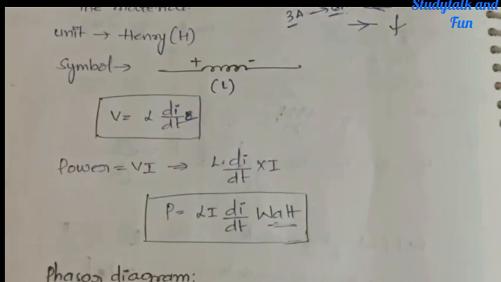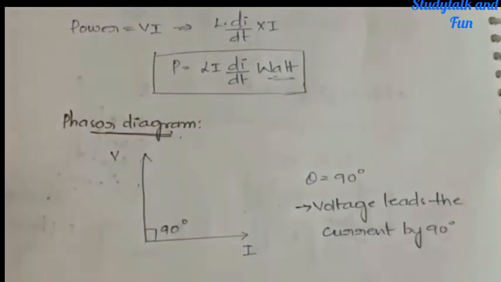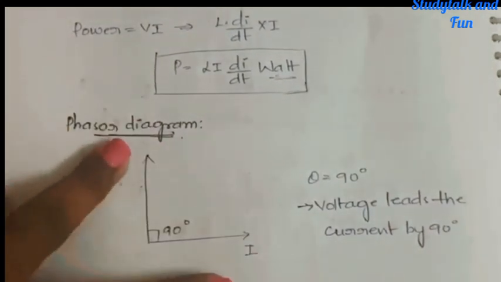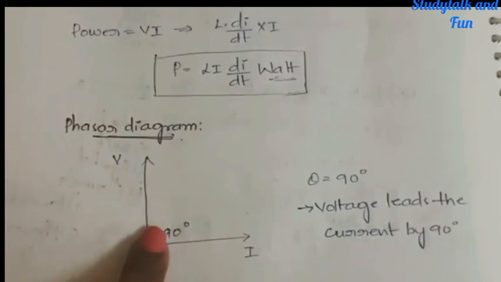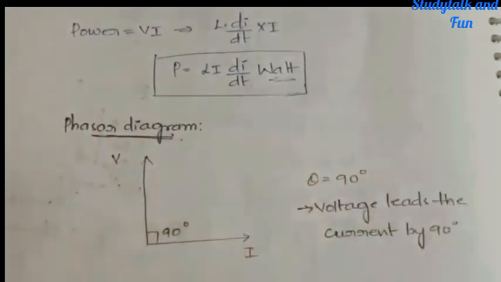But if I write V, again you will get confused, right? Again one more V. So I've not written. Now let us go to the phasor diagram. In the phasor diagram, this is the potential difference and this is the current. Now the angle between the current and the potential difference is 90 degrees. So we have written theta is equal to 90 degrees.